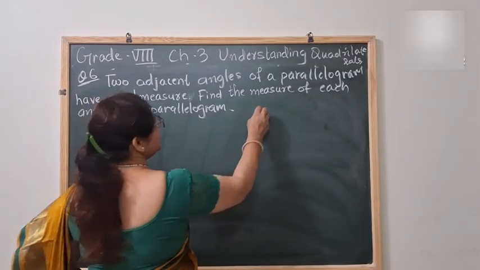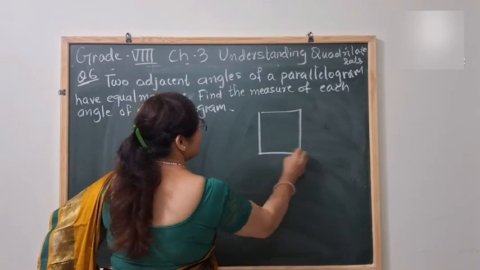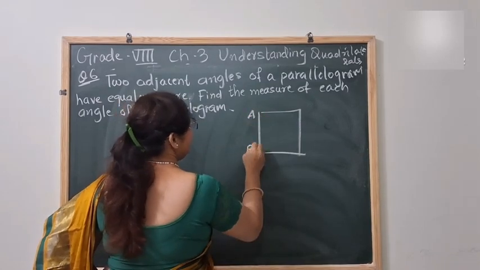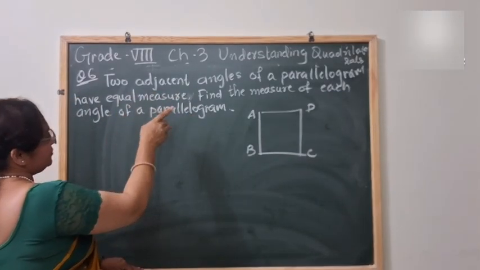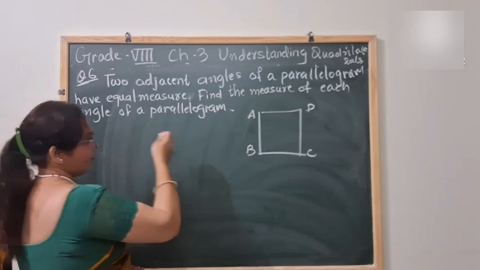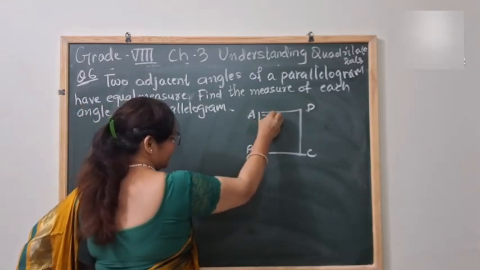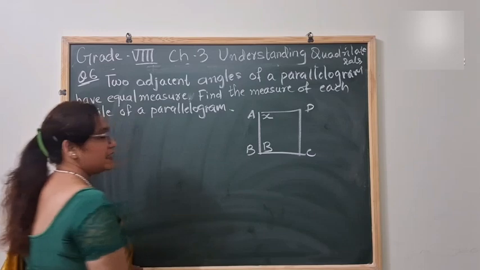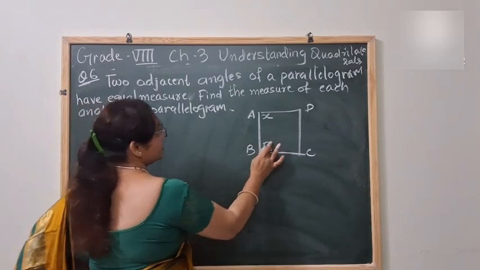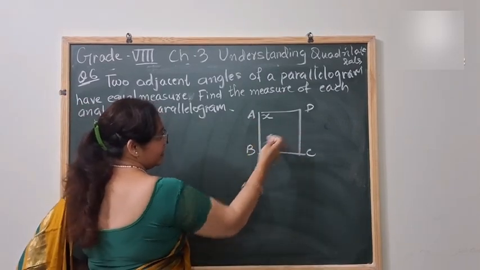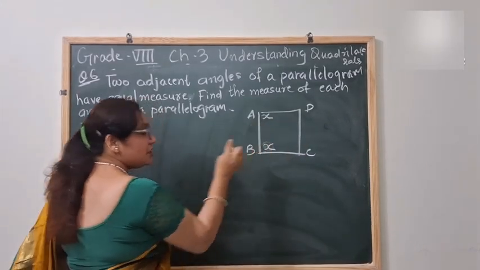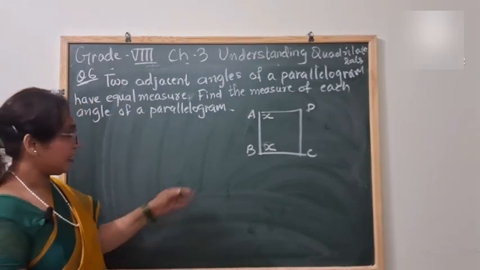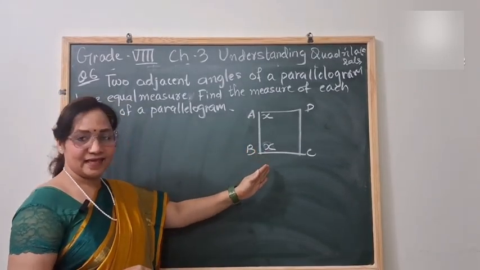Okay, very simple question. This is a parallelogram. If I name it A, B, C, D, two adjacent angles of the parallelogram have equal measure. So let us suppose I am taking two adjacent angles, A and B. You can take any two adjacent angles, A and B, or B and C. They have equal measure. That's why I have supposed angle A as x and angle B also as x.